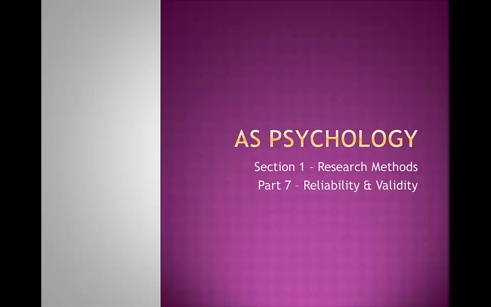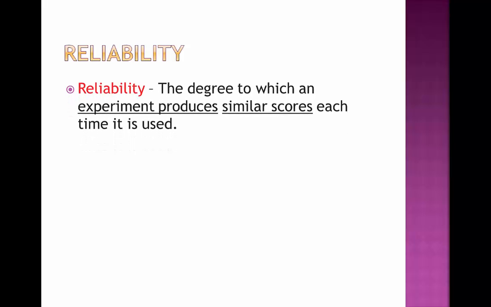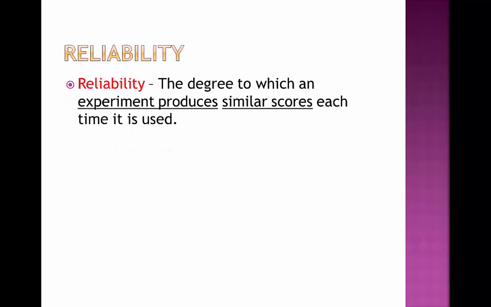Today we'll be looking at part 7, which is reliability and validity. So first we'll be looking at reliability, and this is basically the degree to which an experiment produces similar scores each time that it is used.